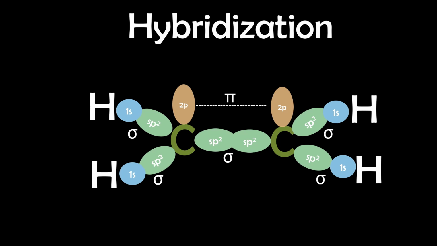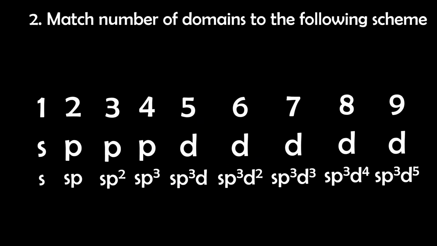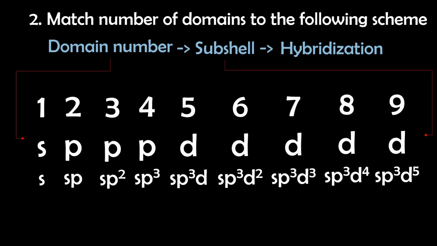In my last video, I went in depth to intuitively explain hybridization, but how do we quickly and easily determine the hybridization of an atom's bonds? First, count the electron domains around the central atom. Each bonded atom and each lone pair counts as one domain. Next, match the number of domains to the hybridization scheme of sp, sp², sp³, sp³d, and sp³d². And from this, we have what type of hybridization your bonds are.